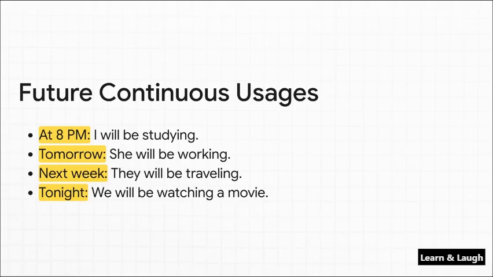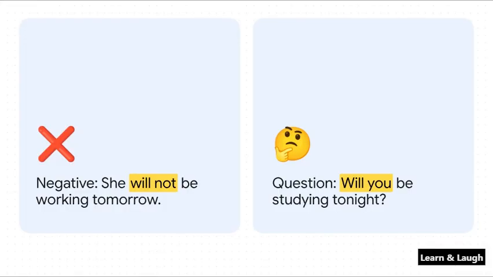I will be studying at 8 p.m. Try to imagine yourself at 8 p.m. tonight. Your books are open, the action is ongoing. She will be working tomorrow morning. They will be traveling next week. We will be watching a movie tonight. In all of these examples, you are literally placing yourself mentally into that future moment and describing the action that's actively unfolding around you. Forming negatives and questions here?